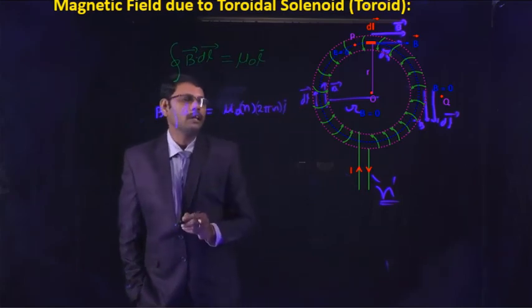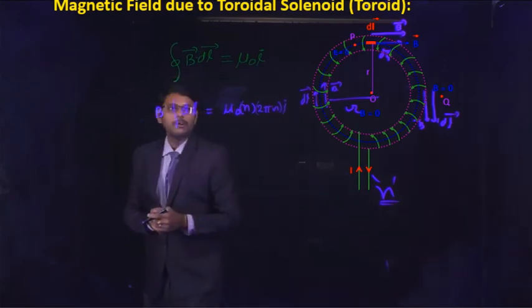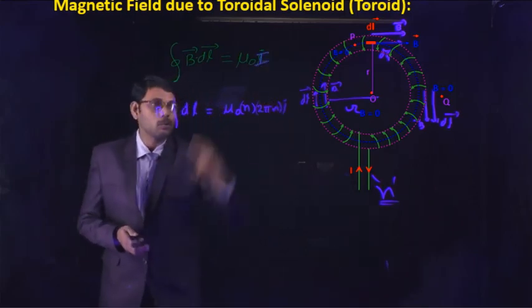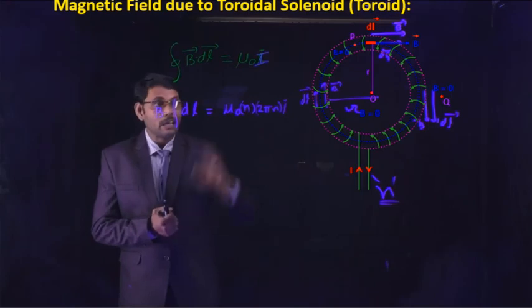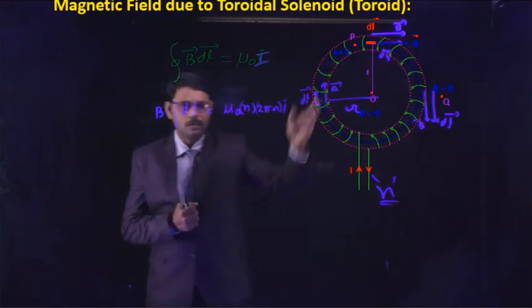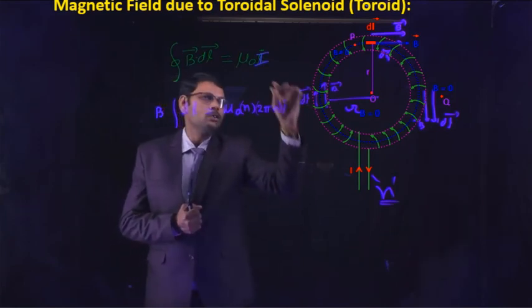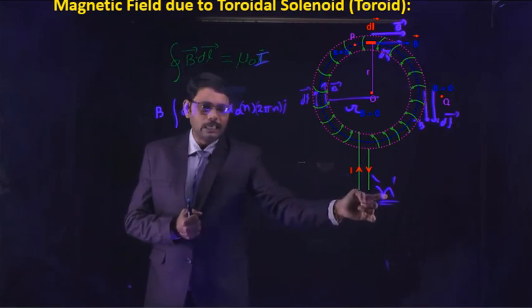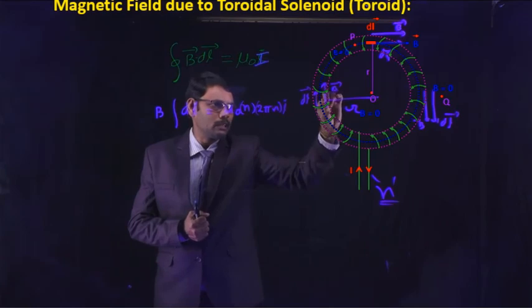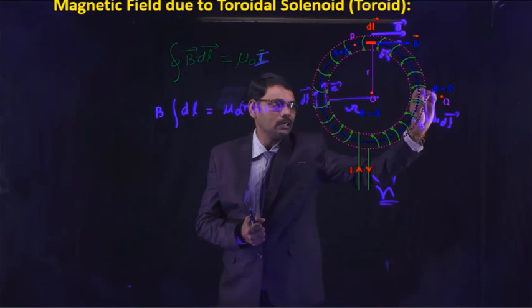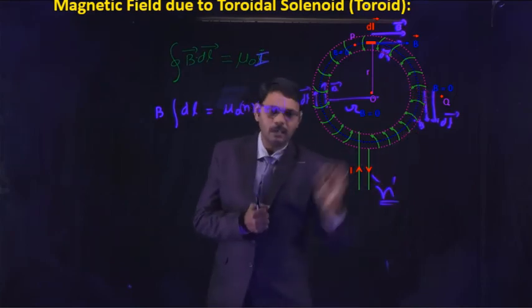So once again, I explain about the total current possessed by it. I is written like this, mu naught I, where I is the total current passing in the toroid structure. Here in each loop, small i is the current. There are n number of turns per unit length. If you consider the unit length here, or here, or here, the number of turns per unit length is small n.